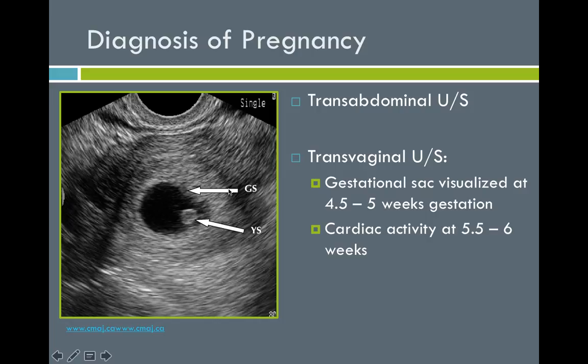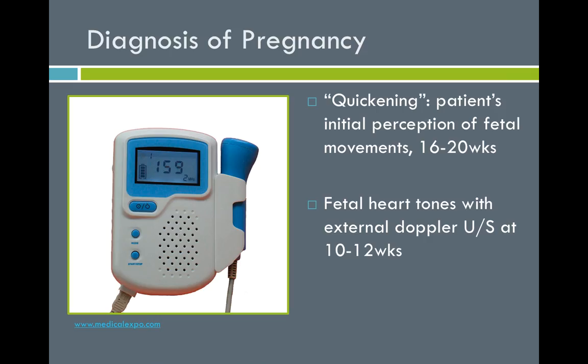We can also do a transabdominal or transvaginal ultrasound, and what we're looking for is the gestational sac, and this can be visualized between 4.5 and 5 weeks gestation. We start to see cardiac activity, so those cells that are going to become the heart will start to actually beat between 5.5 and 6 weeks.